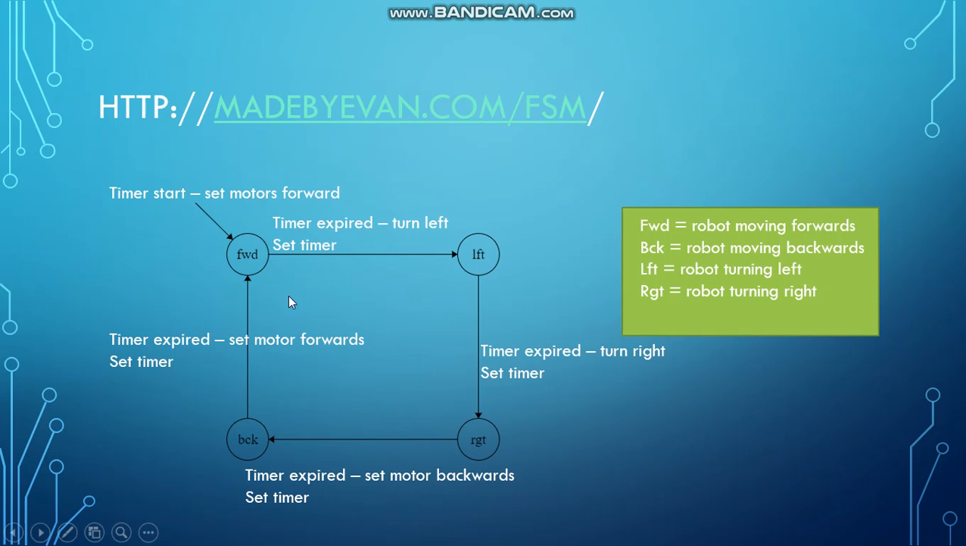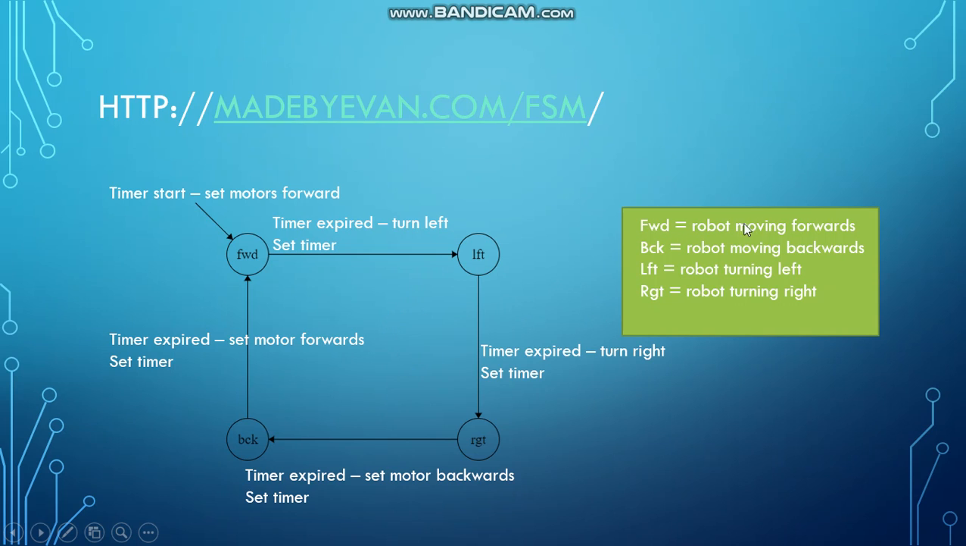At the start, the timer starts and we set the motor forward. Every 1 second, you start the timer. When the timer expired, this is a condition. The action is it will turn left and set the timer again. Then when the timer expired, it will turn right and reset the timer. When the timer again expired, it will set the motor backwards and then reset, and so on until it reaches forward again and then left. So it will be just like a loop.